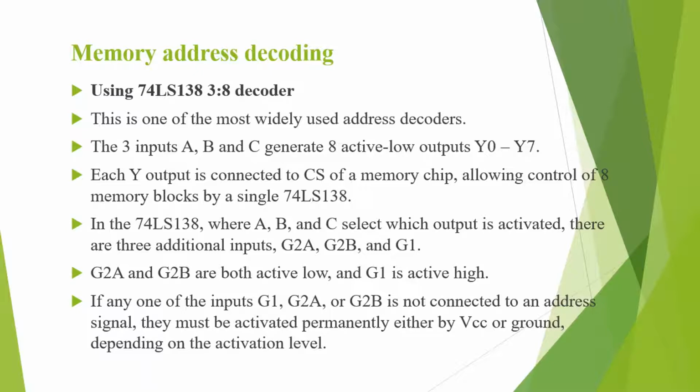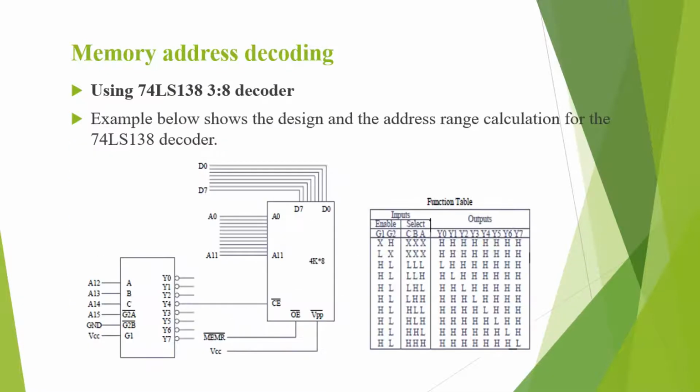The inputs G2A and G2B are active low and G1 is an active high input. If one of the inputs G1, G2A or G2B is not connected to the address signal, then it should be connected either to VCC or ground depending upon its activation level. The example below shows the design and address range calculation for the 74LS138 decoder.